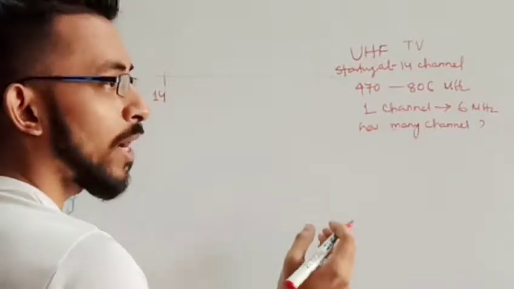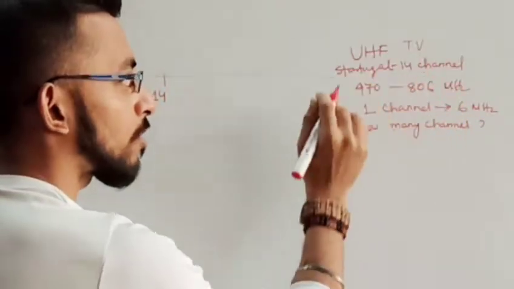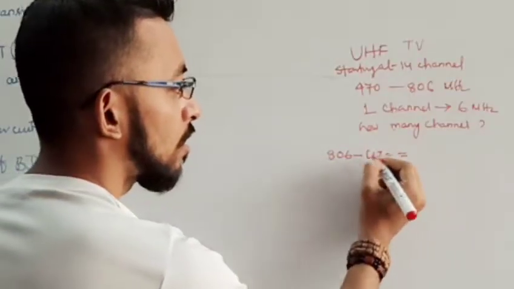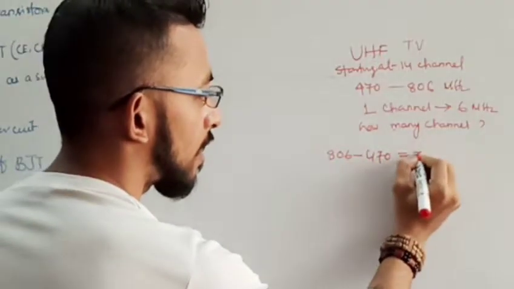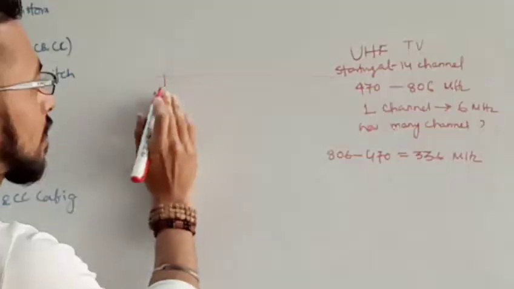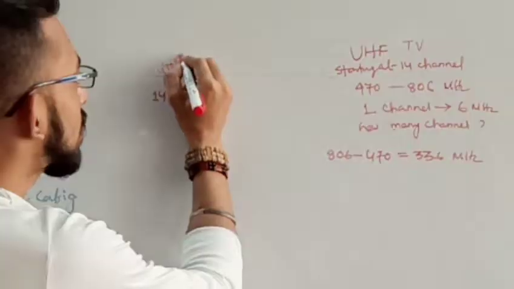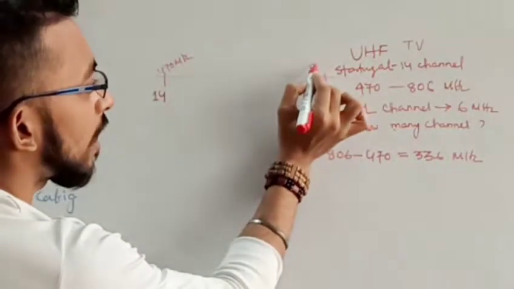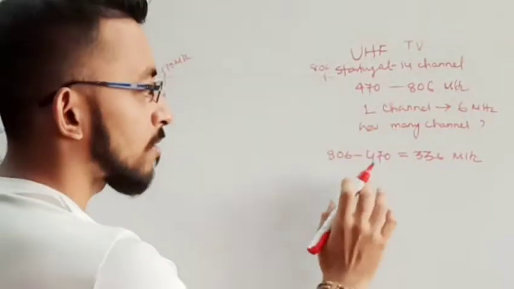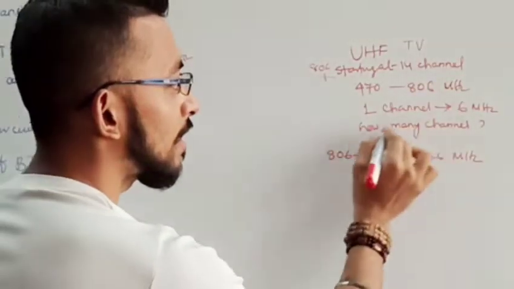For that we have to find the bandwidth. One channel needs 6 megahertz. The total bandwidth of this ultra high frequency range is nothing but 806 minus 470, which is 336 megahertz. It is the total range that is allotted to me. It is starting from channel 14, which means this is 470 megahertz and the last one is 806 megahertz. So the difference of these two frequencies, upper frequency minus lower frequency, is my bandwidth, 336 megahertz. Within this range, each channel needs 6 megahertz.